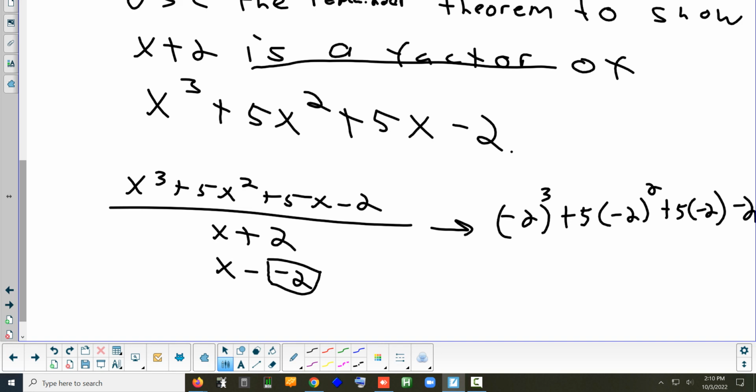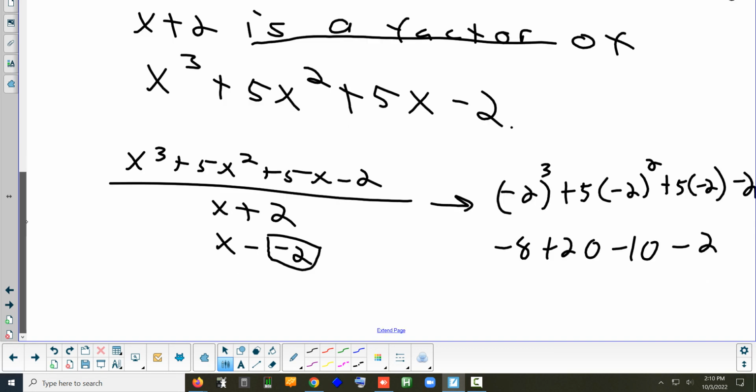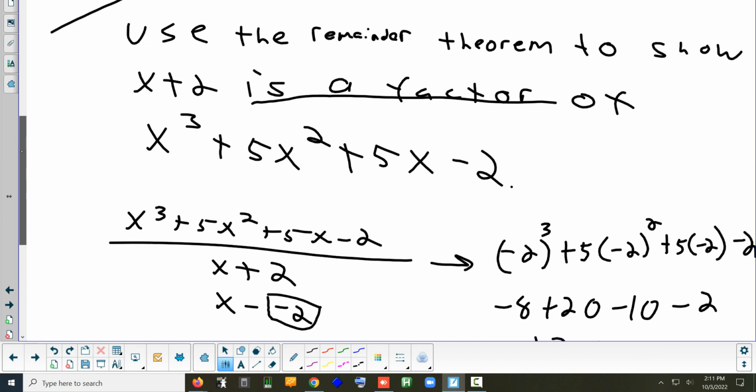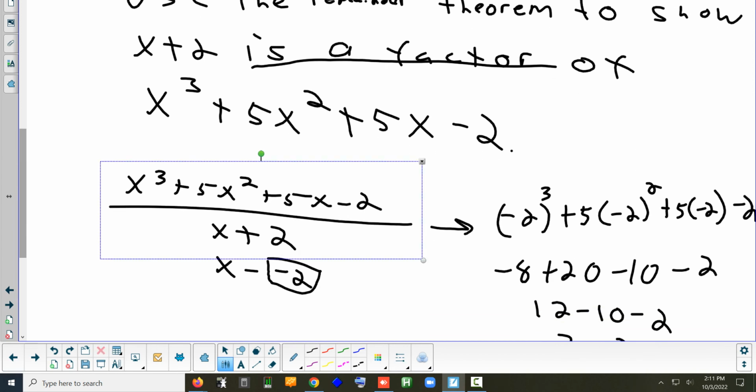What's negative 2 cubed? Negative 8. Negative 2 squared is 4. What's 4 times 5? So 20. 5 times negative 2, and minus 2. What's negative 8 plus 20? That's 12. And 12 minus 10? 2. And 2 minus 2? 0. Perfect. And that's my remainder. So we just proved that x plus 2 divides into this thing in the top evenly.